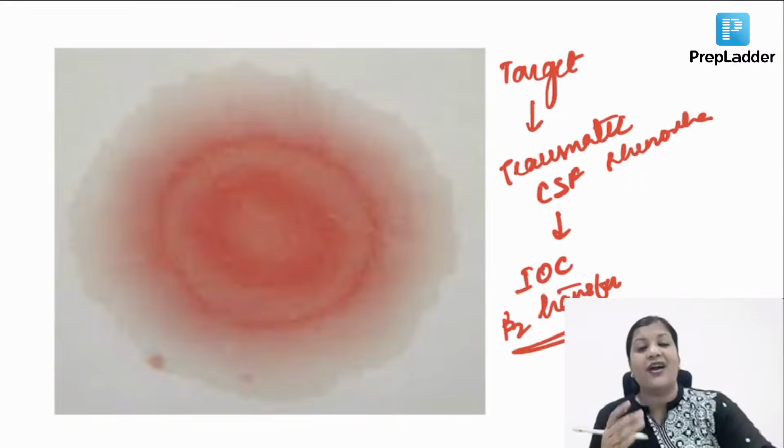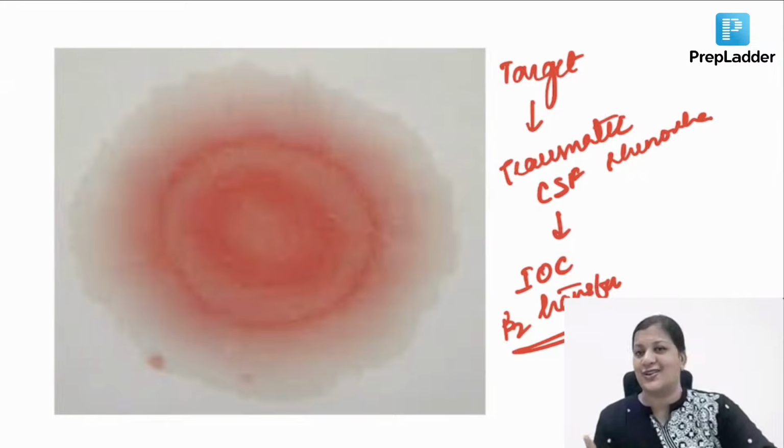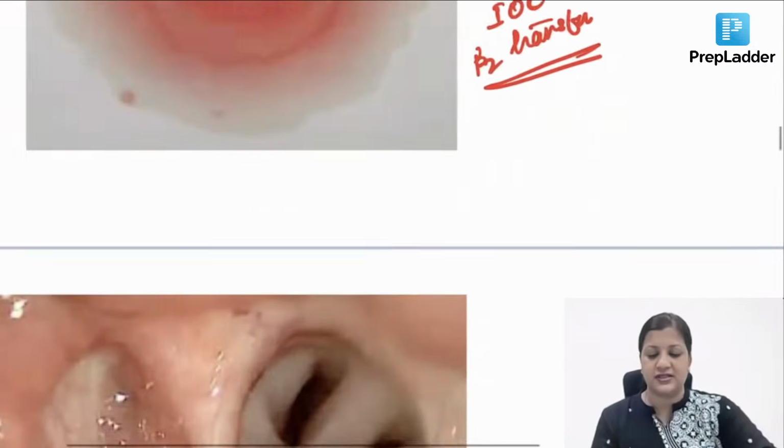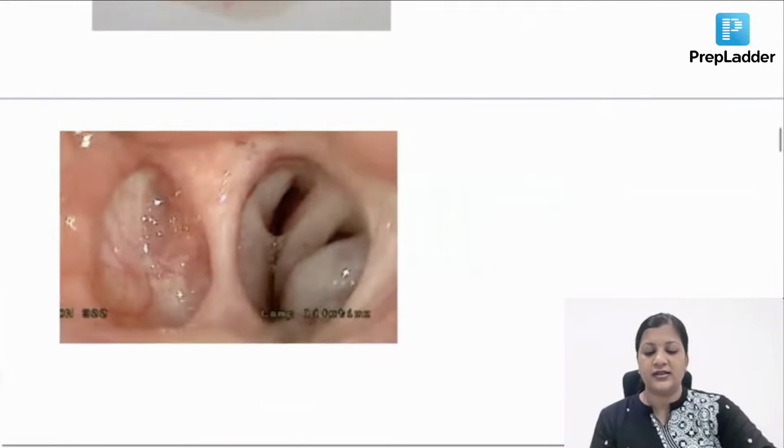To identify the active site of the leak, meaning from where it is leaking in the base of the skull, you're going to do a CT cisternography. But to identify whether it is CSF or not, beta-2 transferrin or beta trace protein should be the investigation of choice. Now look at this image.